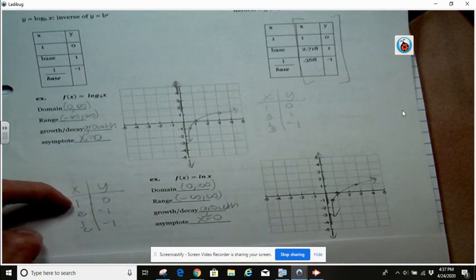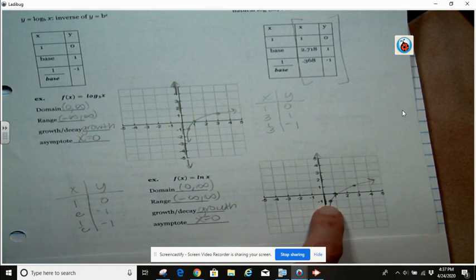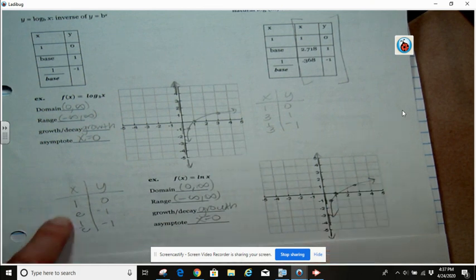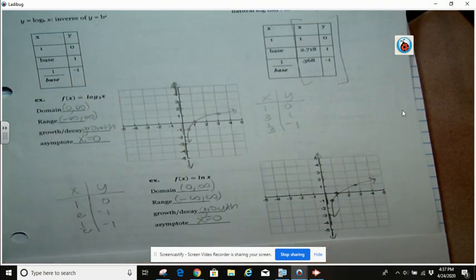You still have the x-intercept of (1, 0). It's just the other 2 points are slightly different than we had up there, but the general shape is the same. If I was only graphing the vertical asymptote and the x-intercept, you really wouldn't notice any difference whatsoever.